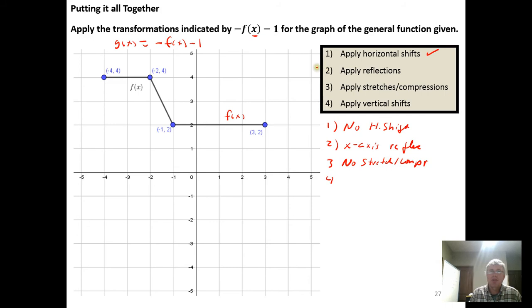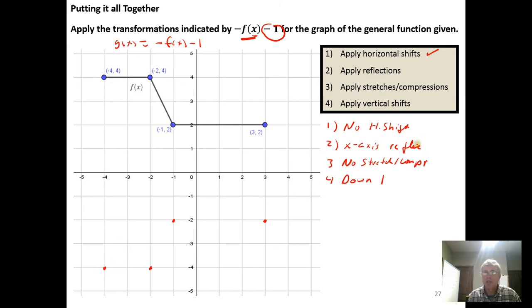4, do we have a vertical shift? Yes, we're subtracting 1 from the function, so this is going to move everything down 1. And so now you just walk through and apply those transformations to the points on the function f of x. No horizontal shift. X-axis reflection, we'll take this point and reflect it down. We'll take this point and reflect it down. And we'll take this point and reflect it down. So instead of 4, we'll be at -4. We'll reflect this point down.